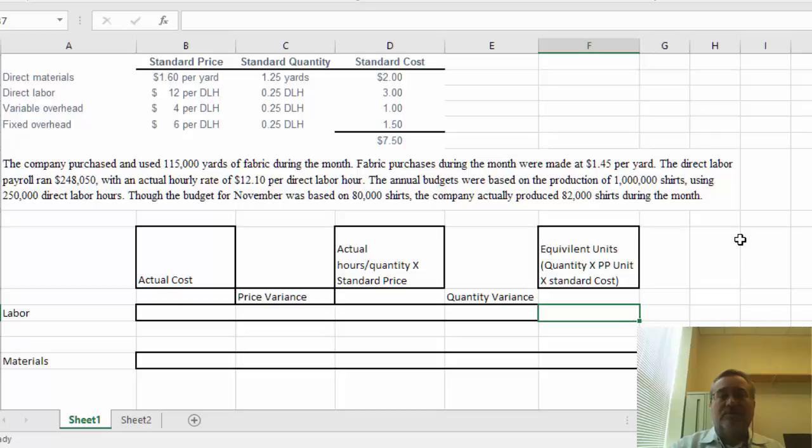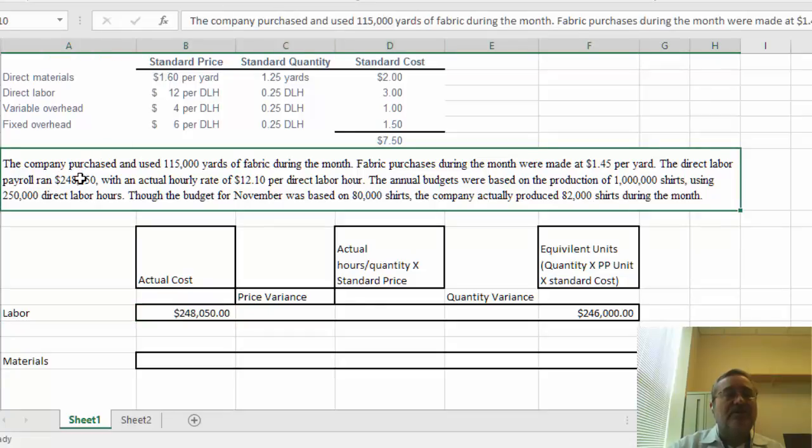So let's look at our labor first. The equivalent units for our labor is going to be the actual quantity, which is 82,000 units, times the $3 per unit, which is our standard costing. So this is simply $3 times the actual quantity of 82,000, which is $246,000. Now, the actual cost is actually given, and it is $248,050. We have that there, $248,050, and that's what we see right here, $248,050. So we have that information.